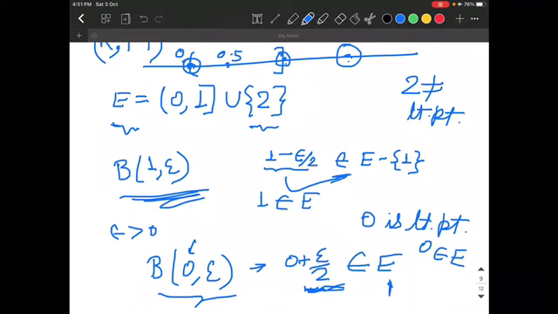For example, 0 or 1, both these are not interior points, because for the ball that we take here, for 0, 0 plus epsilon by 2 lies inside E, but 0 minus epsilon by 2 doesn't lie inside E, though it lies inside this ball. So these are not interior points.